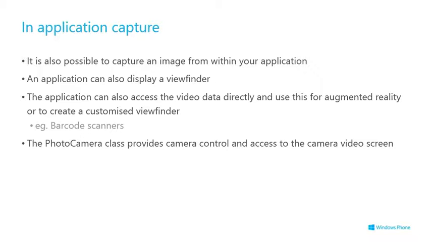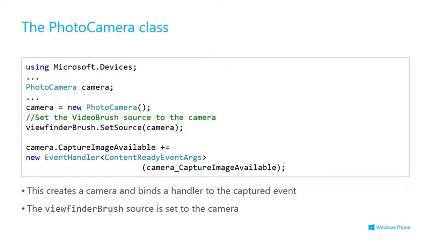Now, this is the way you're capturing frames from the video stream in real time. So you can access the video data directly and capture a frame, and then create a customized viewfinder, or capture an image and then try to do barcode scan recognition or that kind of stuff. The PhotoCamera class provides camera control and access to that. And the way it works is this. First of all, it's in the Microsoft.Devices namespace, and the PhotoCamera object is the one you want. You'll new that up, and you'll see that on the next slide, set the video brush source to the camera. This is all you need to set up a real-time viewfinder.